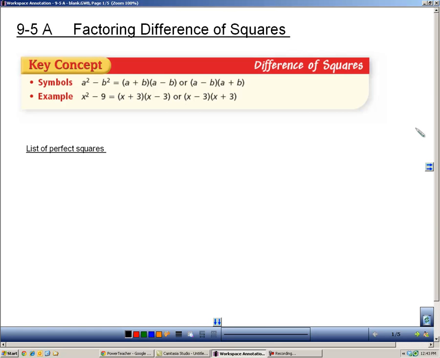Section 9.5a is about factoring a difference of squares. A difference of squares is a special kind of polynomial that you have, and we're going to teach you a pattern that can allow you to factor it very simply. A difference of squares looks like this.